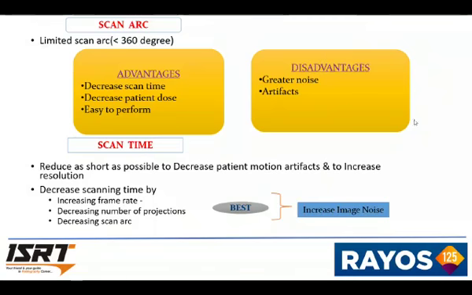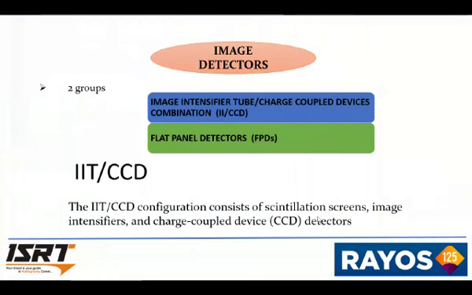Disadvantage, greater noise and artifacts. Scan time reduction should be as short as possible to decrease patient motion artifacts and to increase resolution. Decrease scanning time by increasing the frame rate, decreasing the number of projections, and decreasing the scan arc. So these are best for the increased image noise.